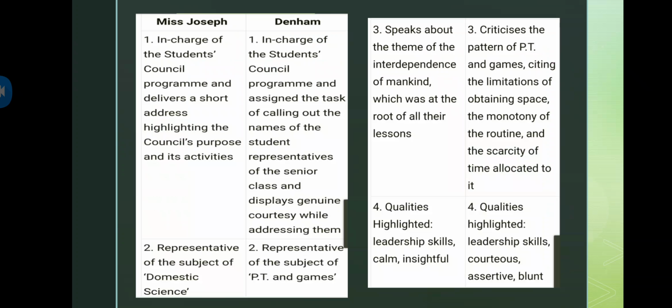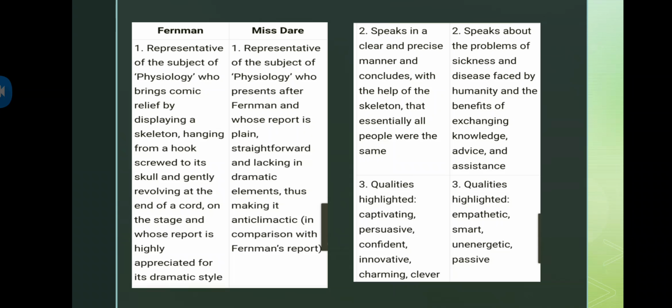Then Miss Joseph's qualities highlighted: leadership skills, calm and insightful. And what are the qualities of Denham that have been given? He was highlighted as having leadership skills, courteous and assertive, blunt. Okay. Now moving towards Furman and Miss Dale.